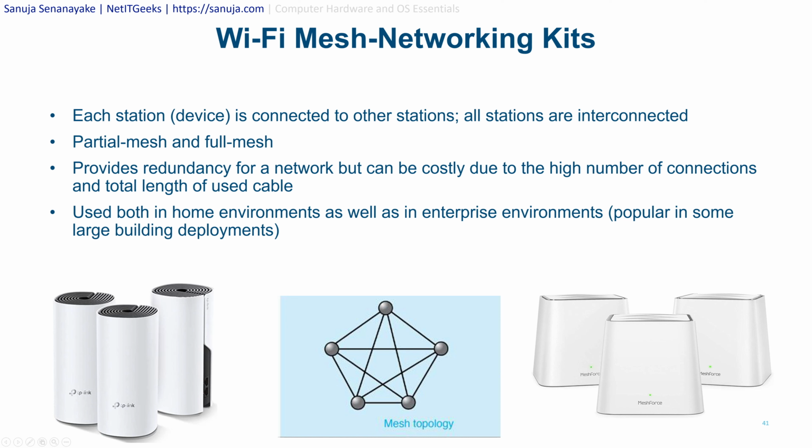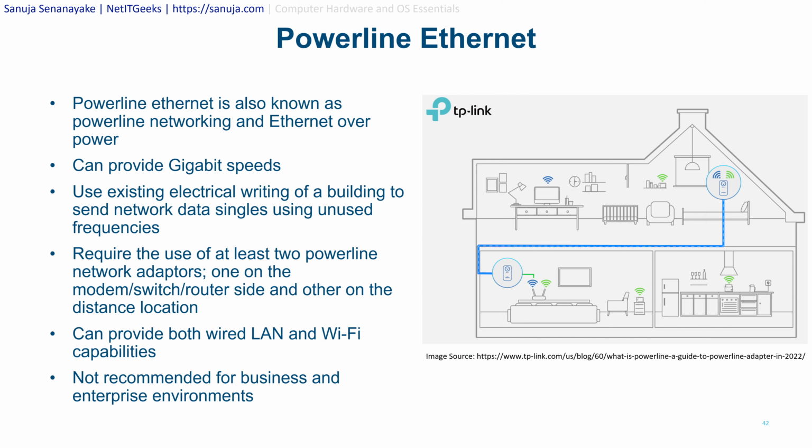Next, we're going to talk about Powerline Ethernet. Powerline Ethernet is also known as Powerline networking and sometimes also called Ethernet over power. It can provide gigabit speeds and use the existing electrical wiring of a building to send network data signals using unused frequencies. So this is another way that you can build your local area network.